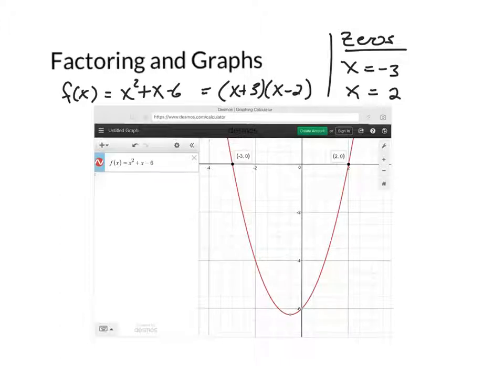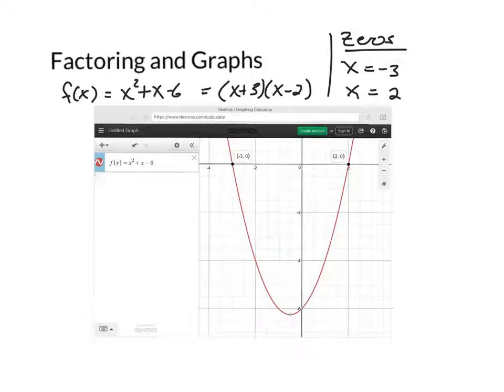Now, if you are factoring, if you're trying to find the zeros, Desmos is a nice way to verify this. So plug your graph into Desmos, and then it should highlight the points where it crosses the x-axis. You can highlight them and verify that your answer is correct.